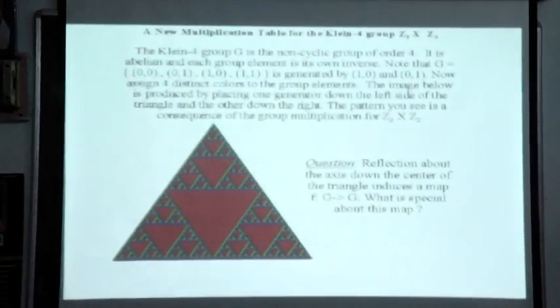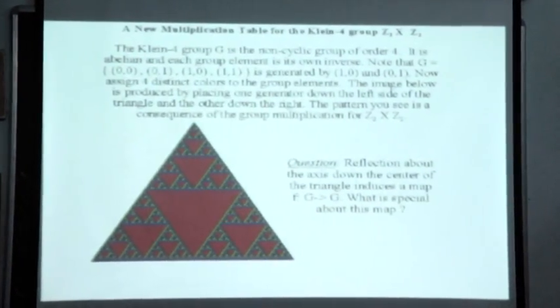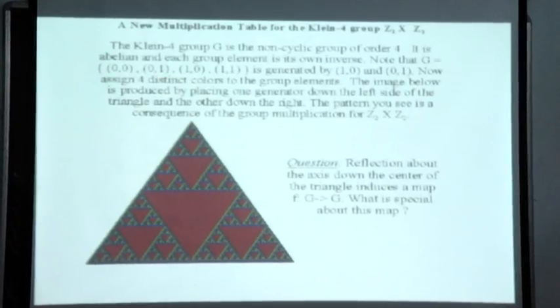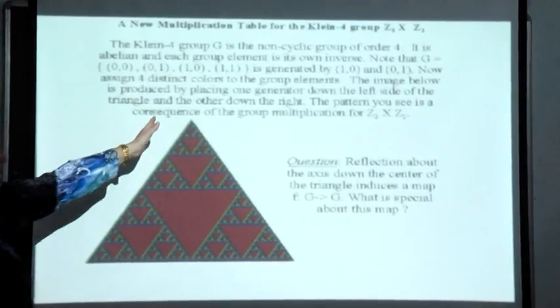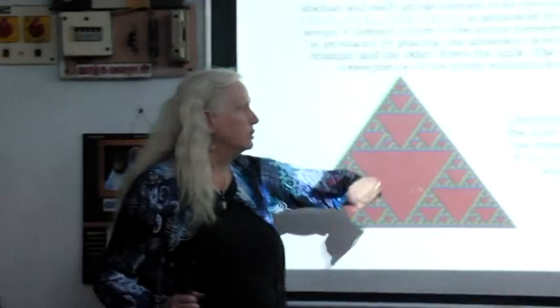And then the question that Mike came up with was, reflection about the axis down the center of the triangle induces a map from the group to the group. What is special about this map? So this is for Z2 cross Z2. I'm a bit rusty with cyclic groups.